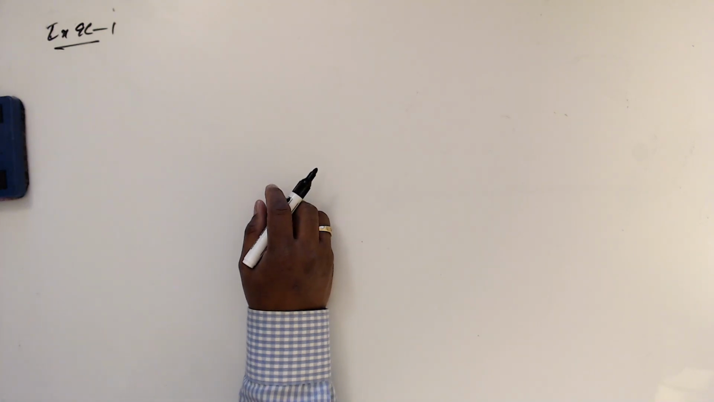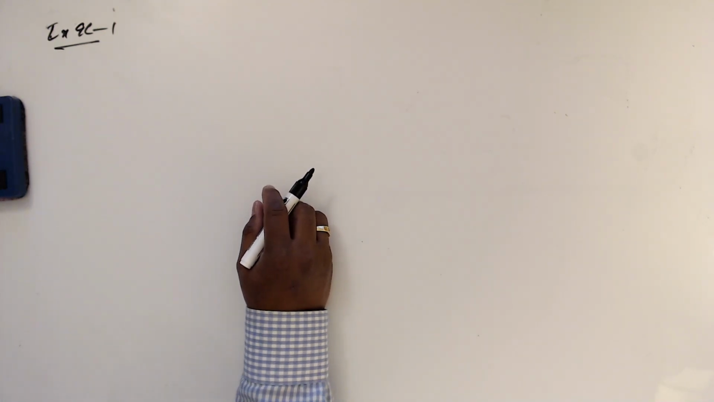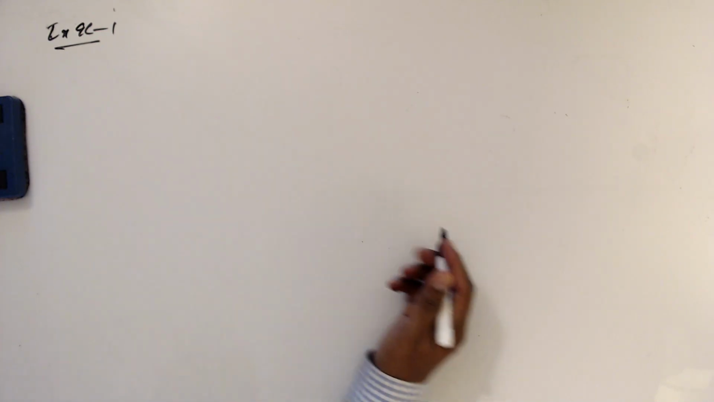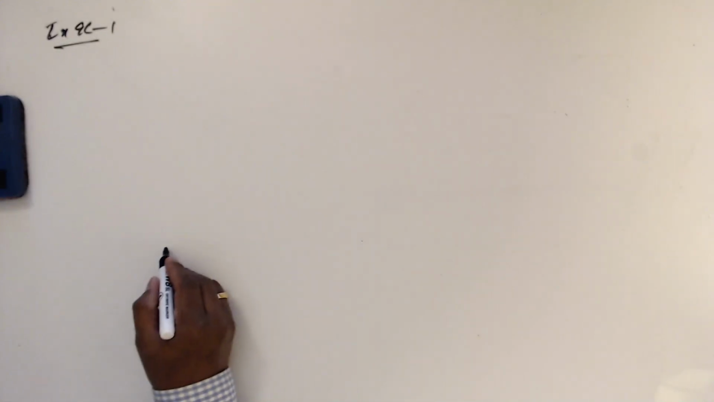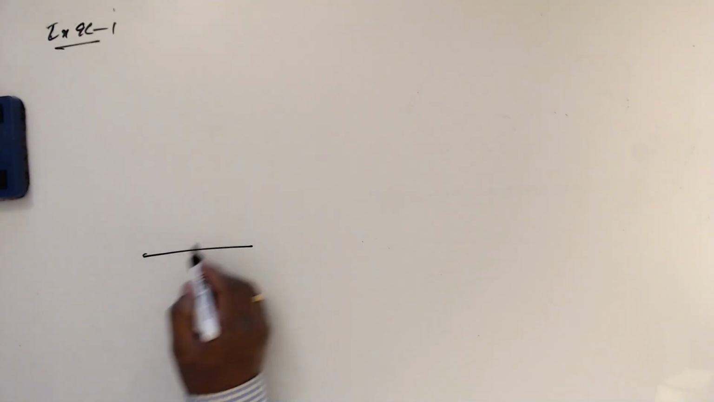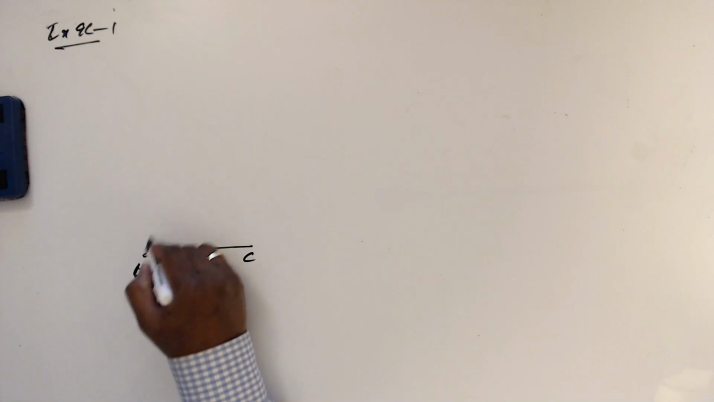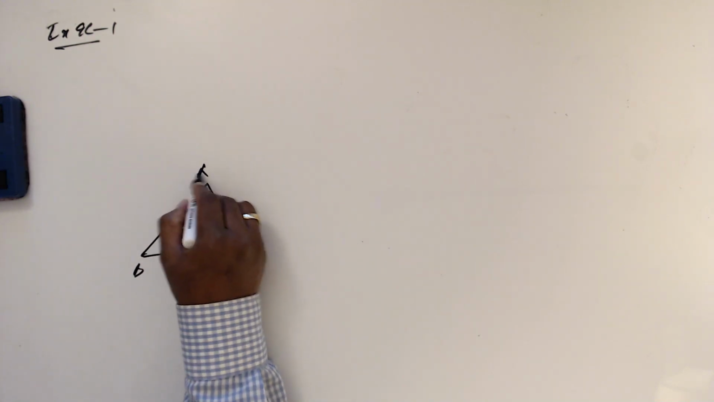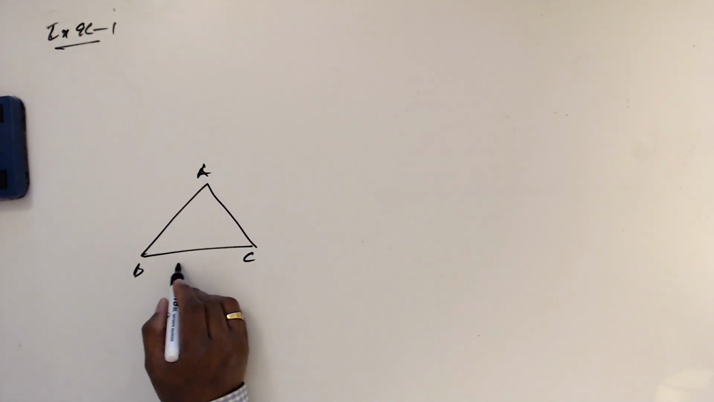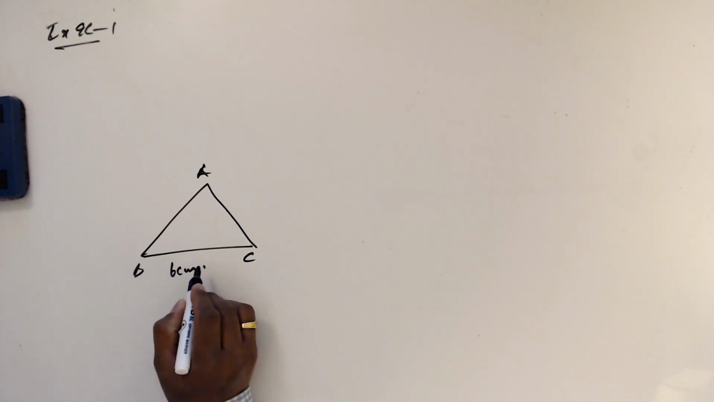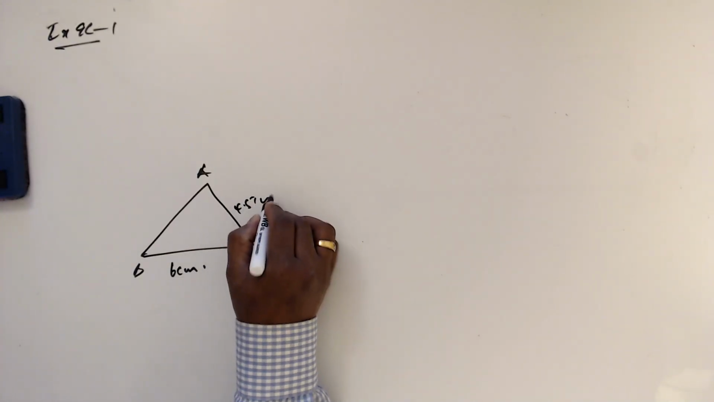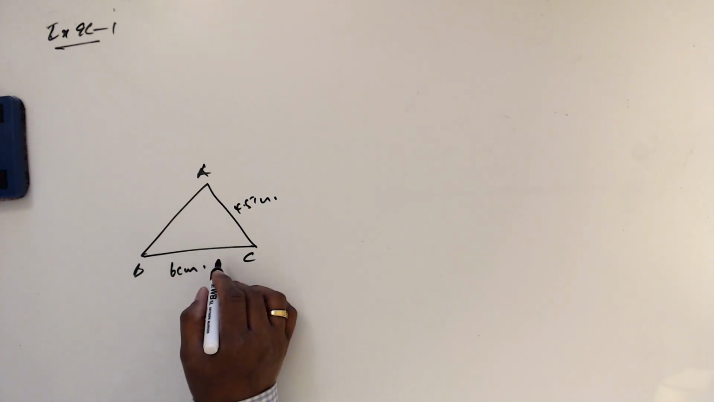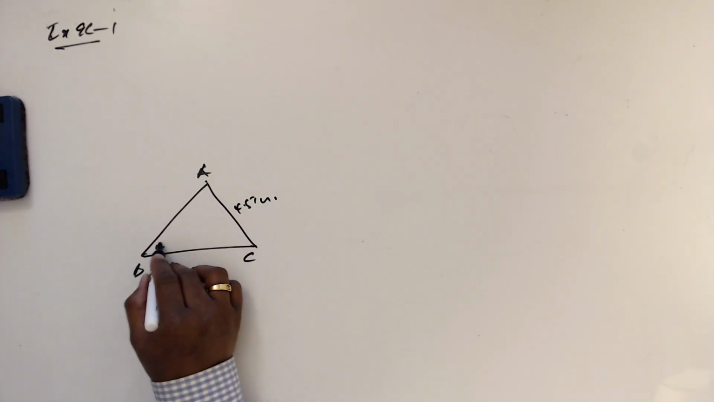Exercise 9C1. Just to do a small sketch like this. BC, ABC. BC is 6 centimeter and AC is 4.5 centimeter, and ABC triangle, this is 45.